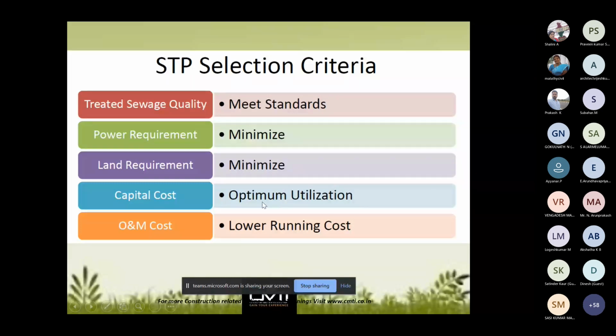A lot of large cities are using decentralized STPs at various places. It is about cost also: the cost of pipes and the recycling cost, how much it is taking. Based on the cost only, they are going for decentralized STPs.